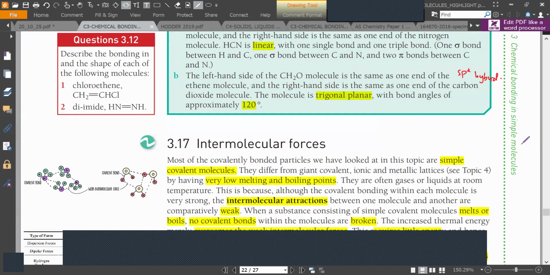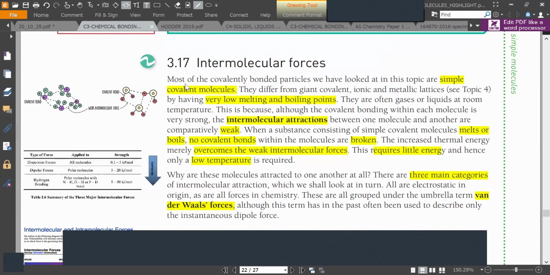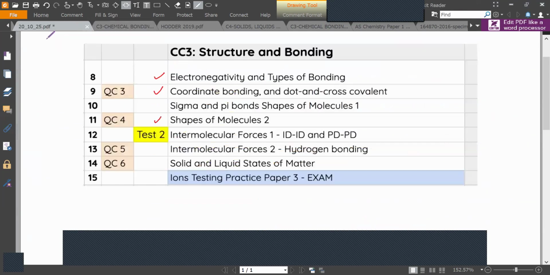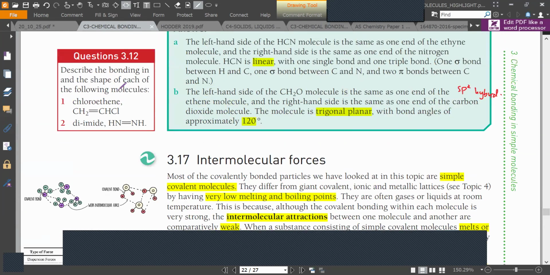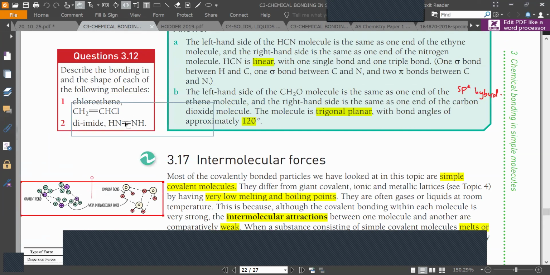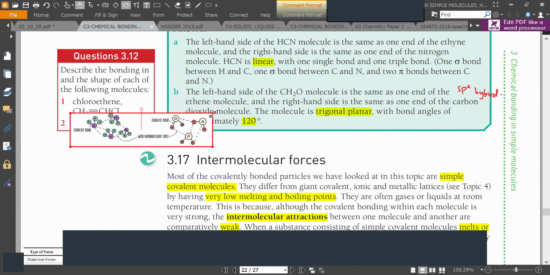Intermolecular forces. Sigma and pi bonds and the shape of molecules, we have already done. So now we'll look at the intermolecular forces, how they happen. For covalent compounds, we have intermolecular forces. Why?